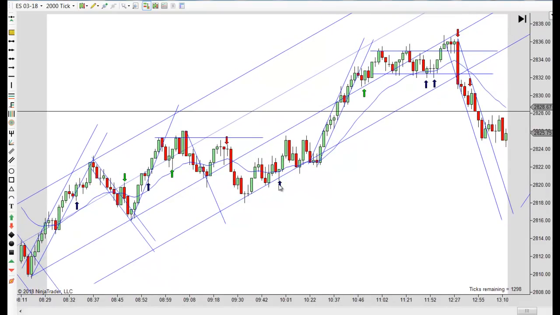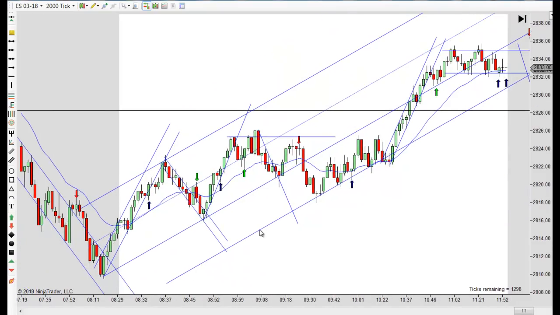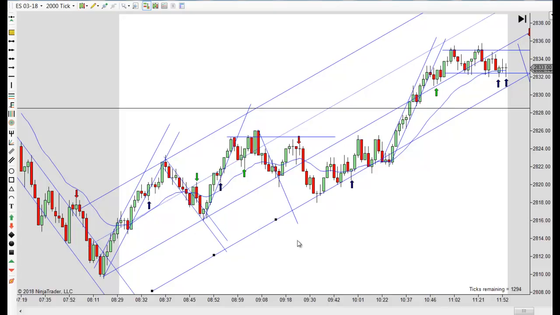So when you get that failed second entry long, and look what I did again here. I just copied this line and I moved it over equal distance, and it works out perfect. I've seen this a couple of times lately. You don't see this all the time, but I've seen it a couple of times lately.